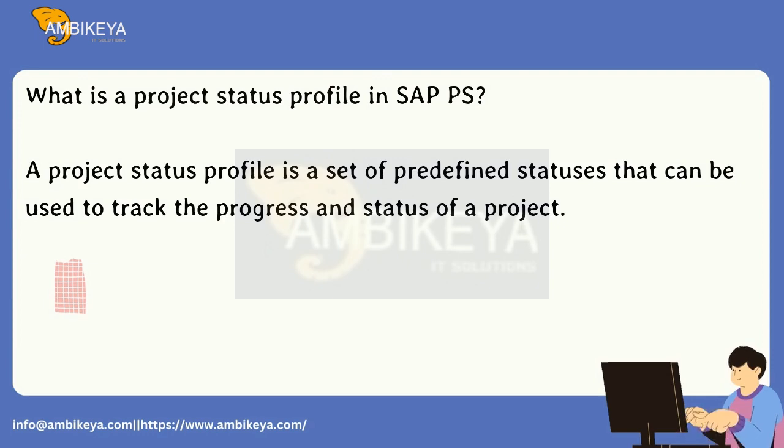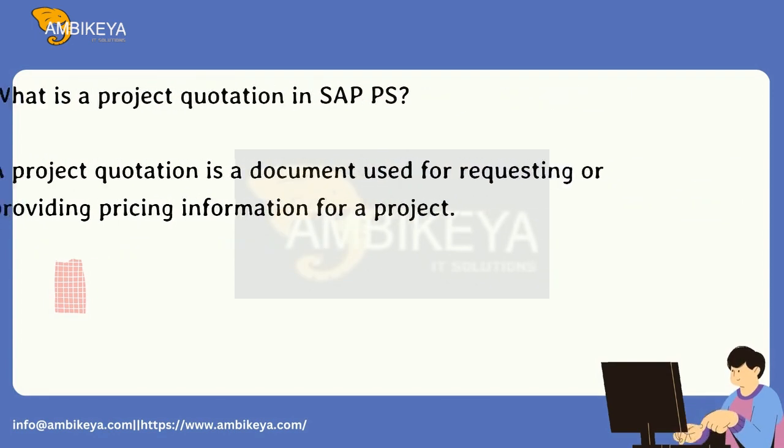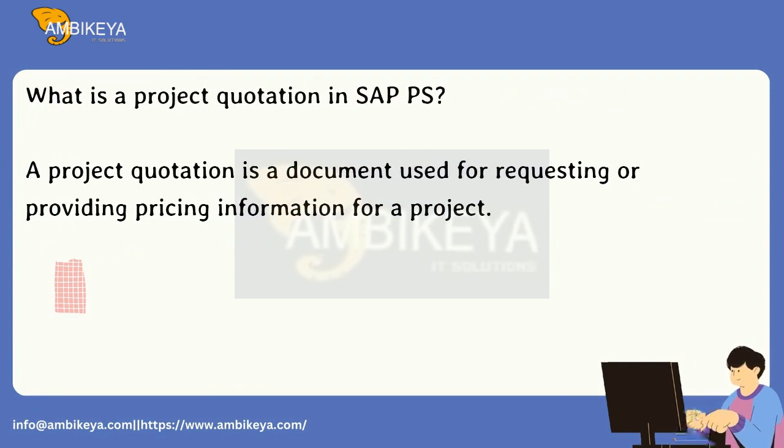of a project. How do you assign a project status profile to a project in SAP PS? You can assign a project status profile to a project by using the transaction code OPSJ or by selecting the Assign Status Profile option in the Project Builder. What is a project quotation in SAP PS? A project quotation is a document used for requesting or providing pricing information for a project.